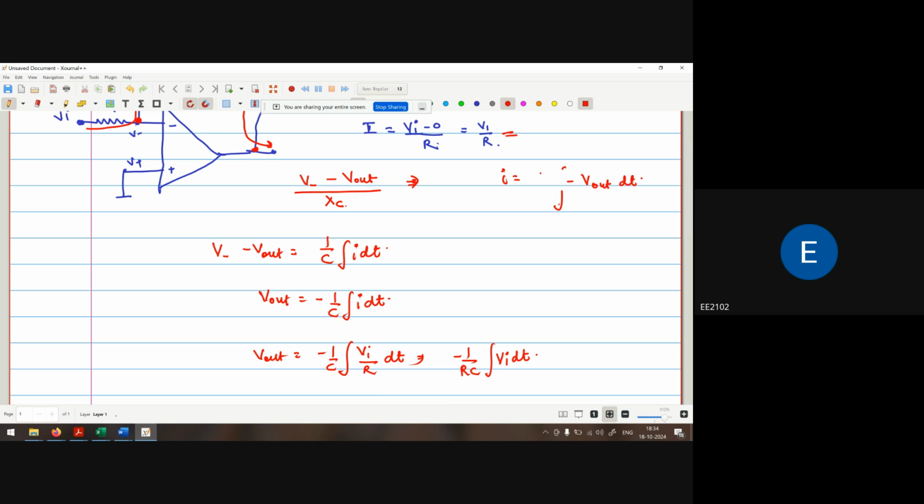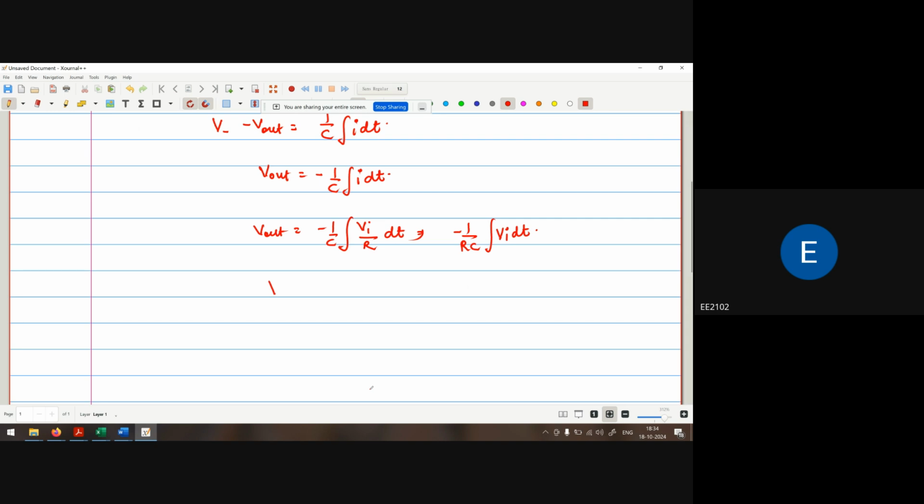Yes, sir. Now if I take the Laplace transform, V out of S upon Vi of S is equal to minus 1 by RC times the integration, which is 1 by S. So V out of S upon Vi of S is minus 1 upon S RC.